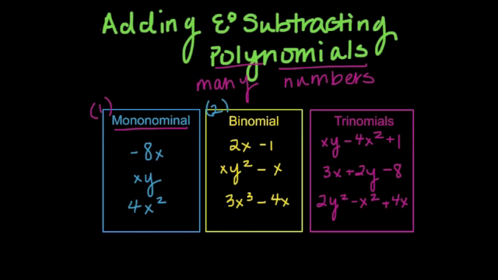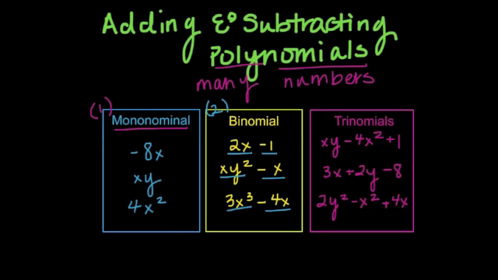Here we have two terms, so you're going to see 2x and a negative 1. Those are two separate terms. Or xy squared and a negative 1x. Again, two different terms that aren't the same. Third one, we have 3x squared minus 4x. Even though those both have x's in them, they're not like terms. They have to be identical for them to be the same. So a binomial is when we have two terms.